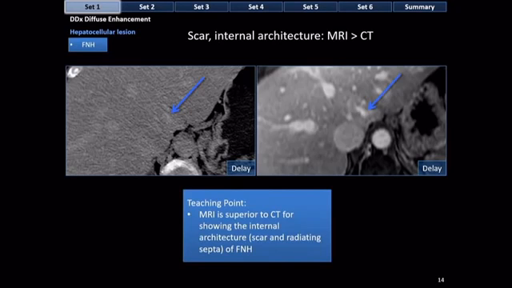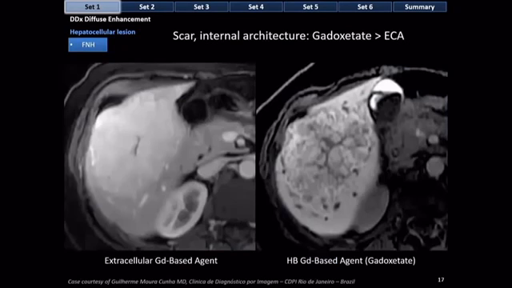Now, if the central scar is nicely demarcated with an extracellular agent, look how well the central scar is demarcated with a hepatobiliary agent in the hepatobiliary phase, in this case, gadoxetate disodium. Now, some of you might be wondering, why is this central scar not enhancing on gadoxetate disodium? So remember, the central scar is composed of fibrous tissue and extracellular spaces. It's not composed of hepatocytes. So on the delayed hepatobiliary phase images, the central scar will not enhance.